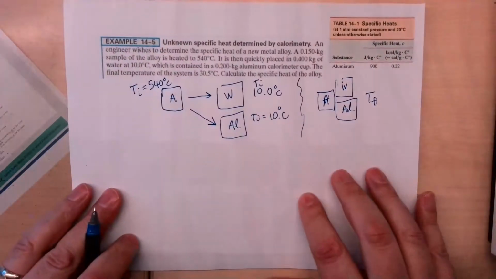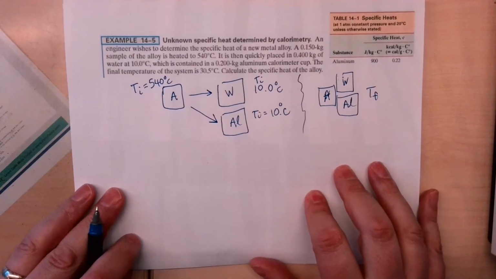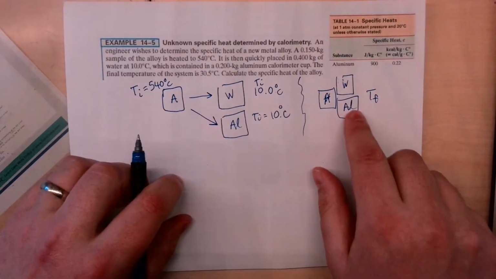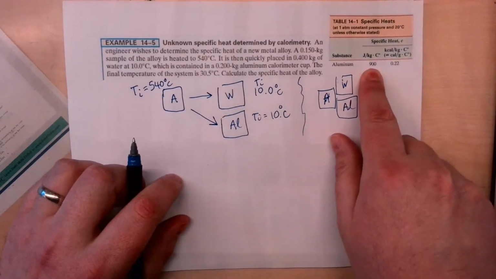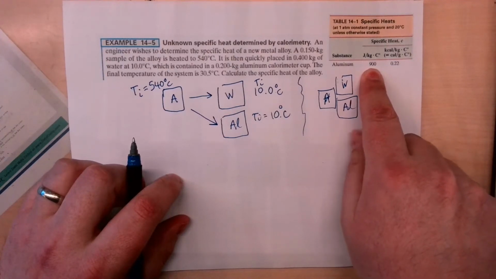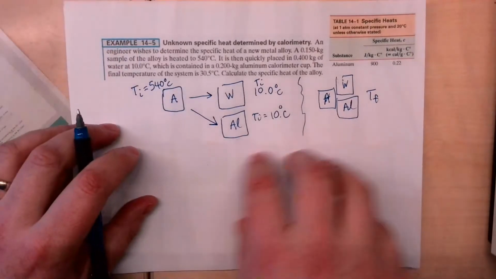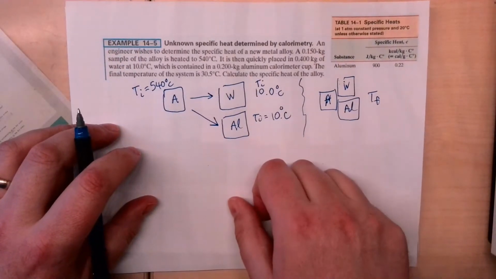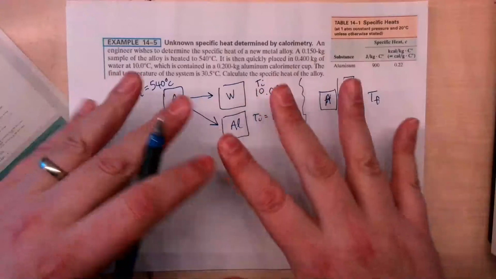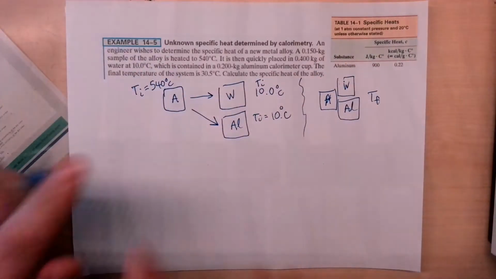Now, there's a little bit of bookkeeping with this one, so that's why we're just going to set it up. What we need to know is aluminum has a specific heat of 900 joules per kilogram degrees C. My water is my usual 4186 joules per kilogram degrees C. And so what we want to do is first, I'm just going to set up the equation. So what do we know?